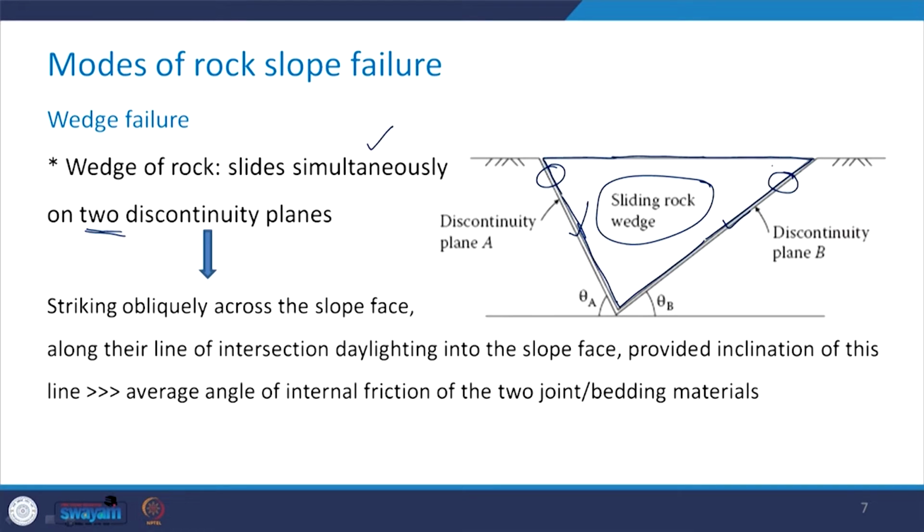These planes strike obliquely across the slope face, and along their line of intersection they daylight into the slope face, provided the inclination of this line is much larger than the average angle of internal friction of the two joint or bedding materials.